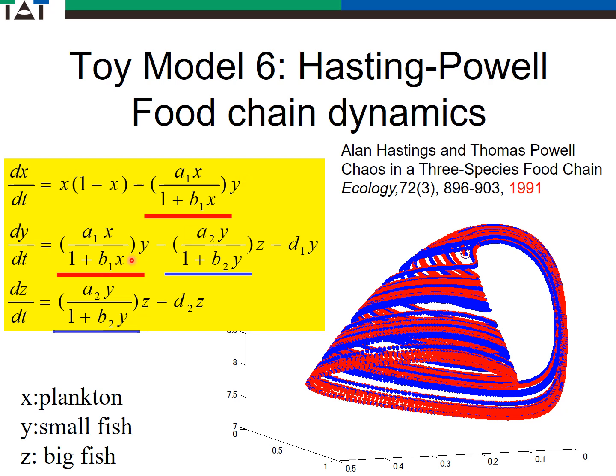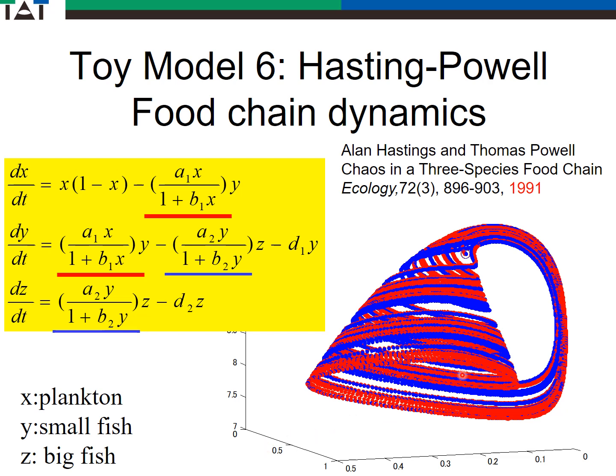Then, because the small fish eat the plankton, the small fish increase. But the small fish are eaten by the big fish. This is a mortality rate. Then this is a very simple food chain, a three-species food chain dynamics, by Hastings and Powell, and this is my own. Now we are writing the paper.